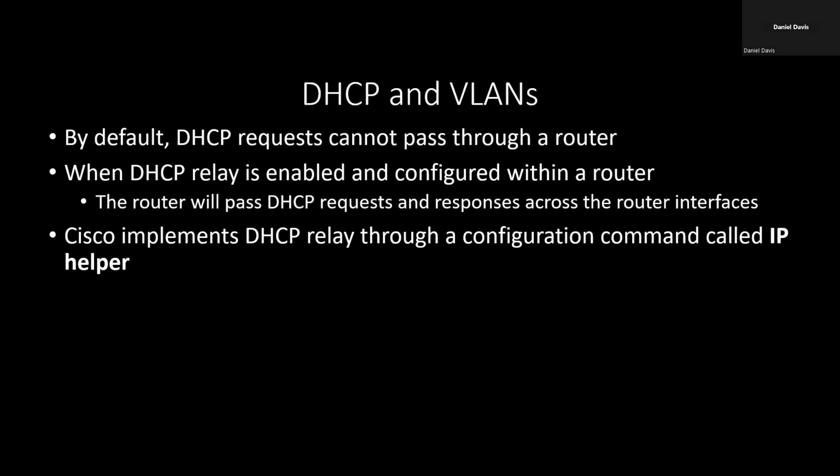DHCP and VLANs. By default, DHCP requests cannot pass through a router. When DHCP relay is enabled and configured within a router, the router will pass DHCP requests and responses across the router's interface. Cisco implements DHCP relay through a configuration command called IP helper.